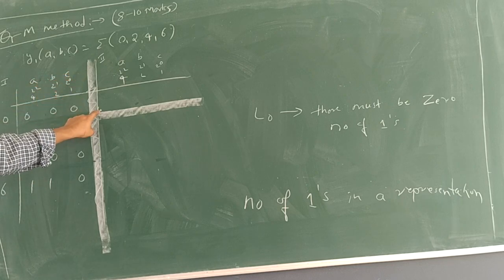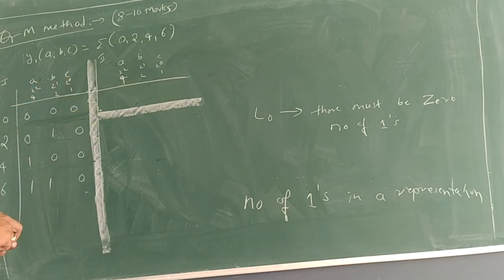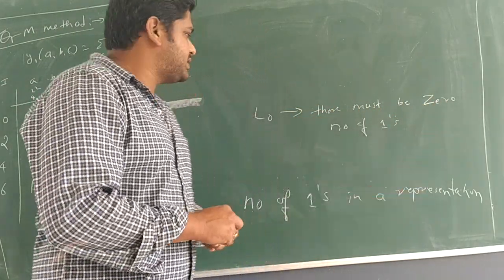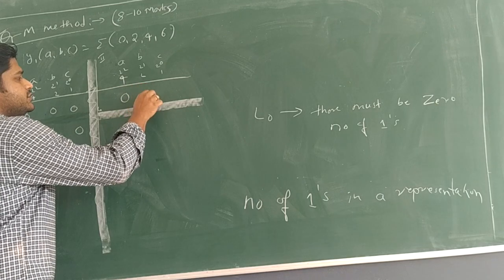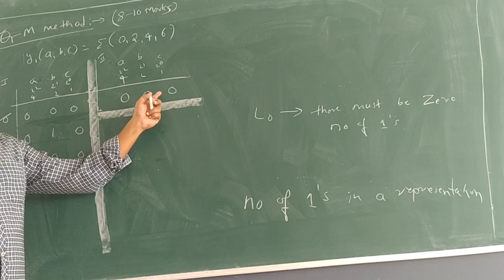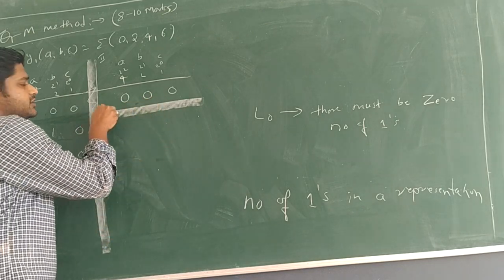Now what we are writing is L0. L0 indicates there must be 0 number of ones. That means 000. Once you take a number from the previous step to the next step, don't forget to put the tick mark. It is very, very important. So now, no entry will be left in L0, hence L0 is completed.